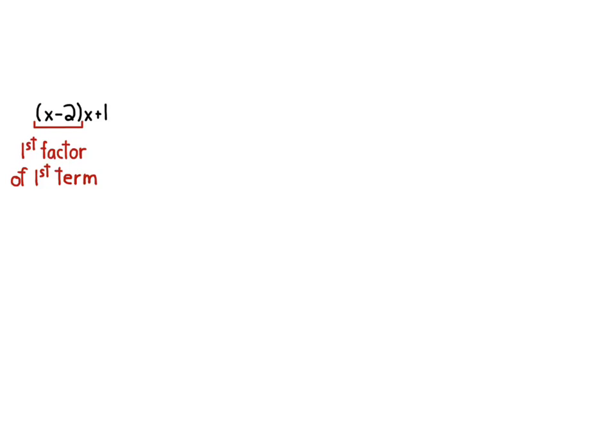So the x minus 2 is the first factor of the first term, and the x is the second factor of the first term, right? And then the 1 is just the second term of the whole expression.